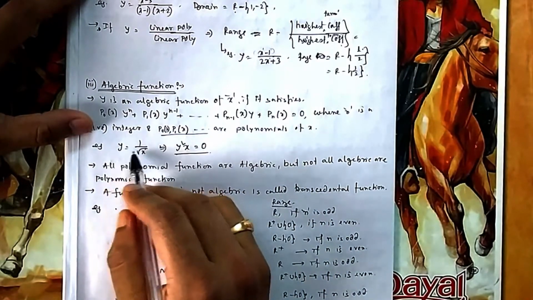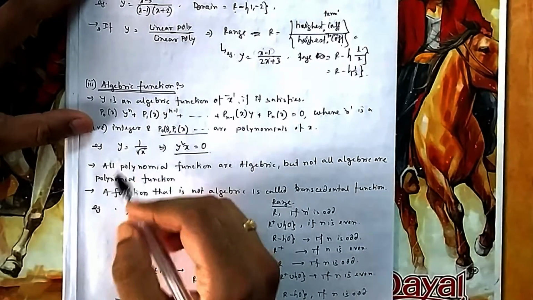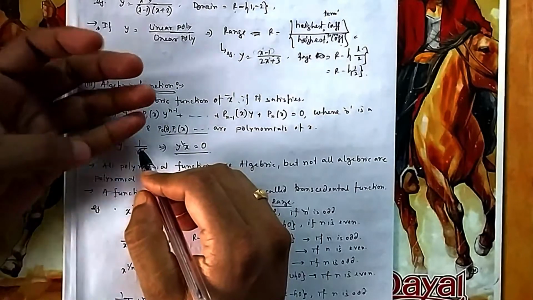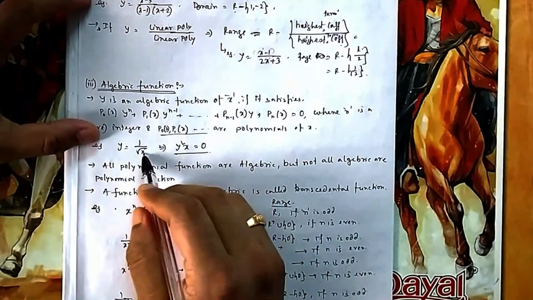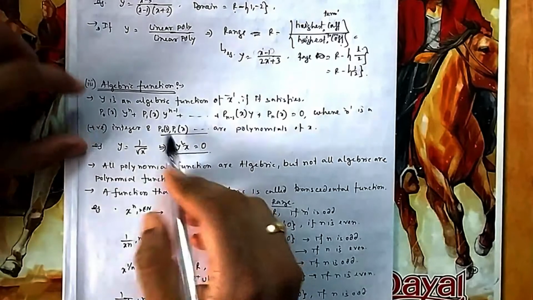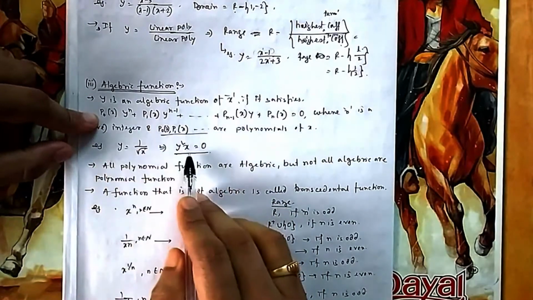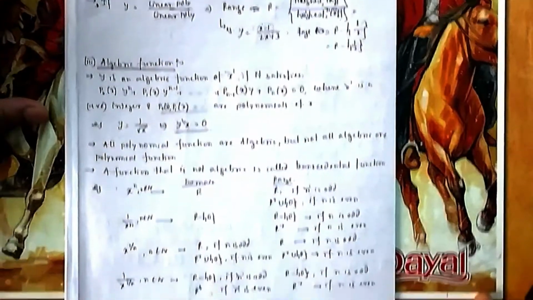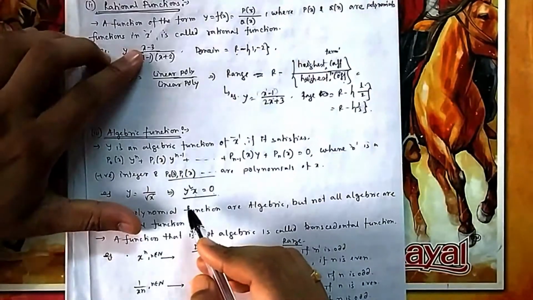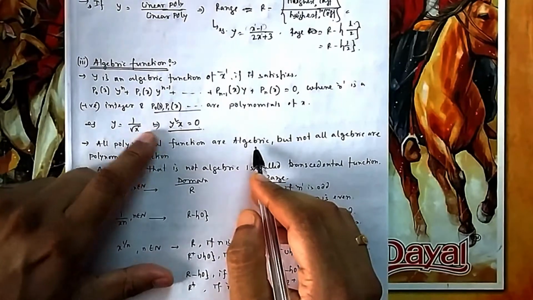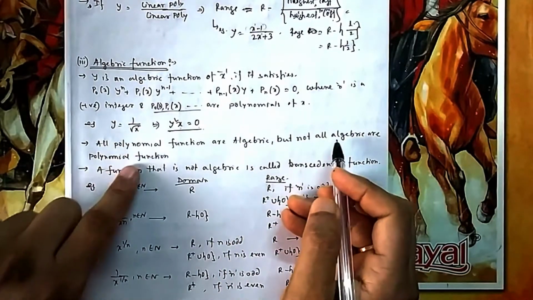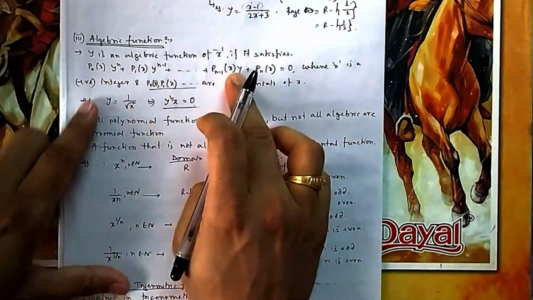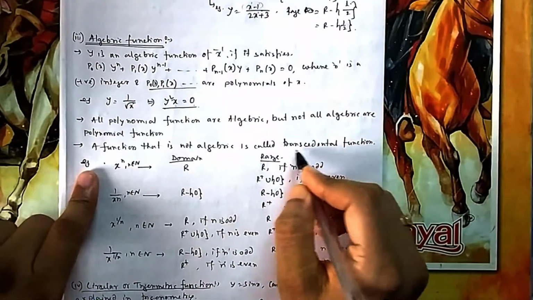Suppose y is equal to x to the power minus half. Obviously it is not a polynomial, because the power cannot be a fraction and cannot be negative, and here it is both. But if you take the square and then the product, it will look like this: y square into a polynomial in x is equal to 0. That's why it becomes an algebraic function. So all polynomials are algebraic, but not all algebraic functions are polynomials, like this one. The function which is not algebraic, which doesn't come in this format, is known as a transcendental function.